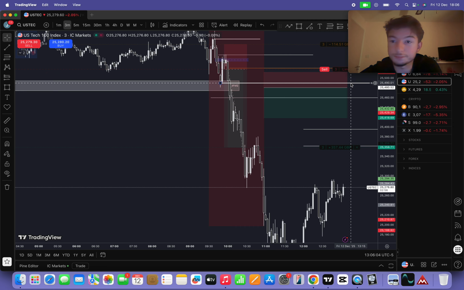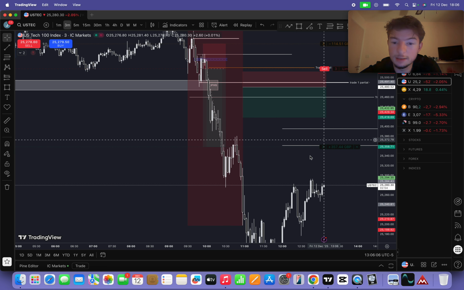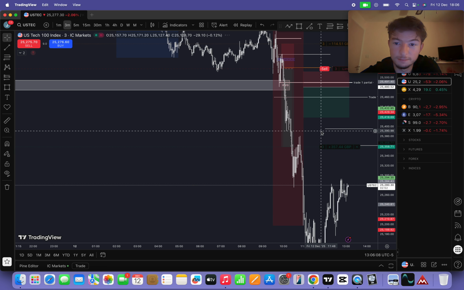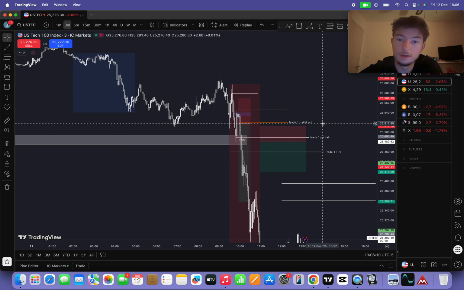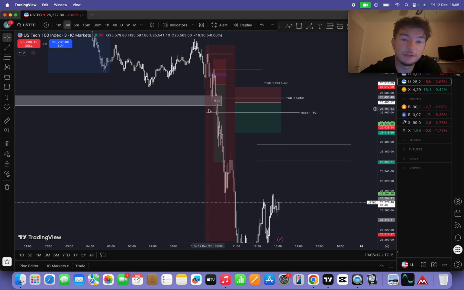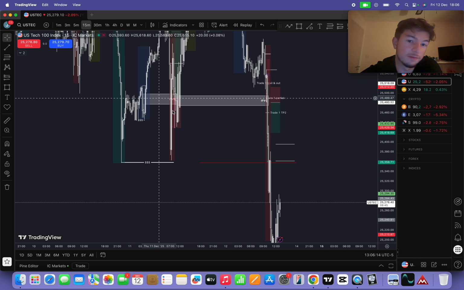Nonetheless, let me just zoom this out a bit. Where are we going? Right, so this inverse fair value gap was something that I hadn't previously noticed.